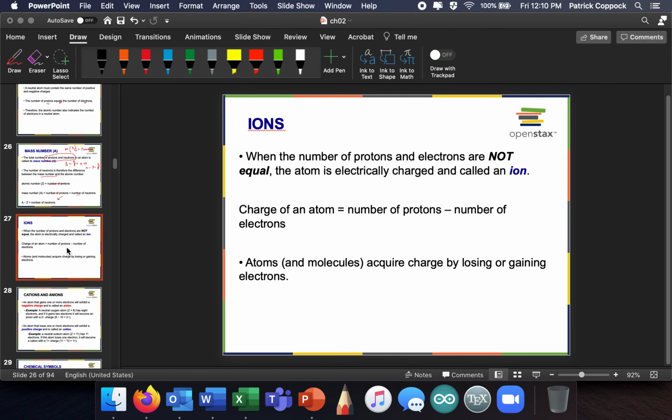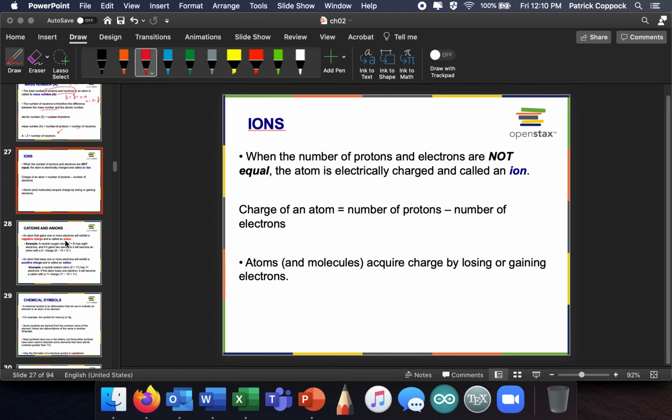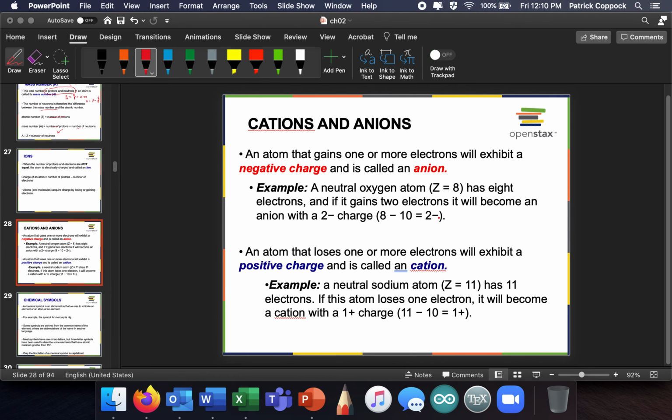All right. Now, ions are when you have a different number of electrons than the number of protons, right? And so the charge is the difference between the two. So if you have extra electrons, it's going to be negative, and if you have too few electrons, the charge on the ion is going to be positive. Cations, I guess we're starting with negative ones. Anions have a negative charge.